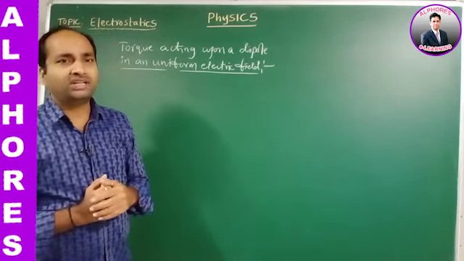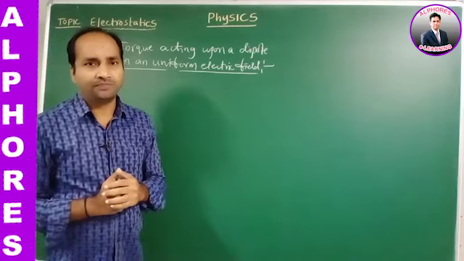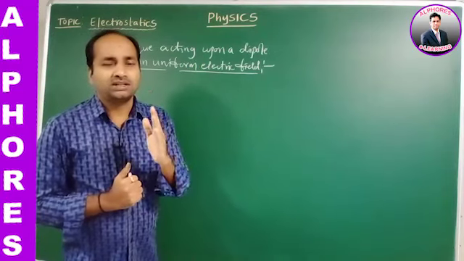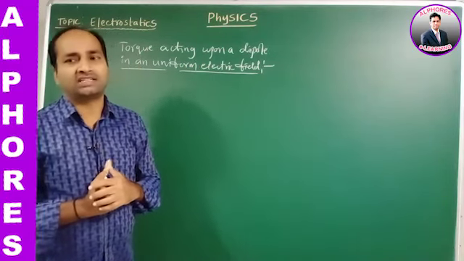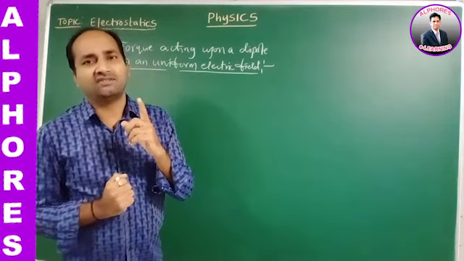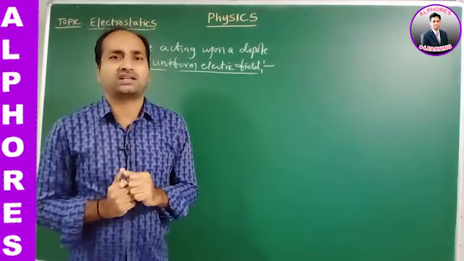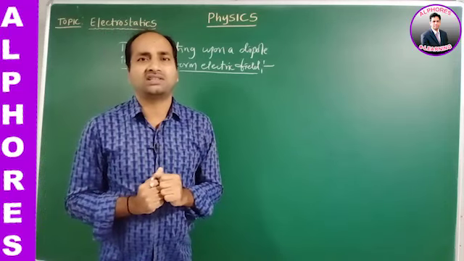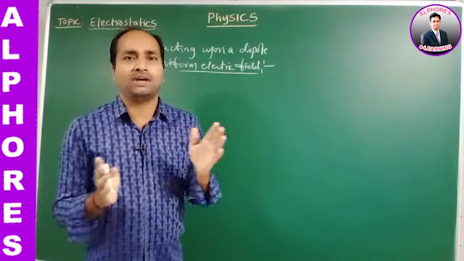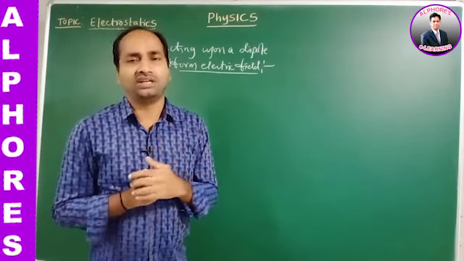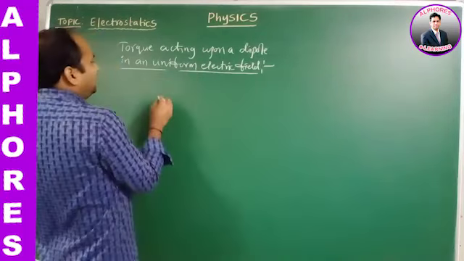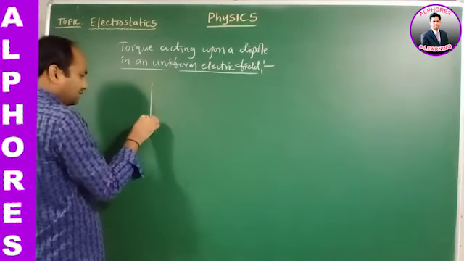But how can we represent it graphically? From the properties of electric lines of force, we wrote one property: the region where the electric lines of force are crowded, the electric field strength is stronger. The region where the electric lines of force are sparse, the field is weaker. Now here, uniform means equally spaced parallel lines.